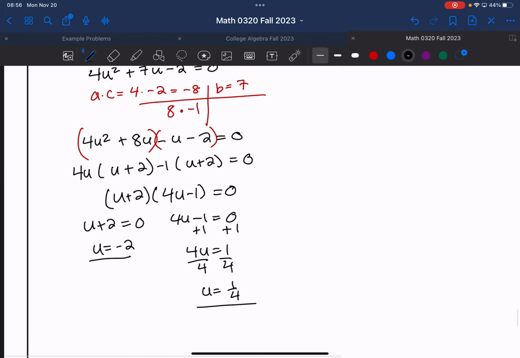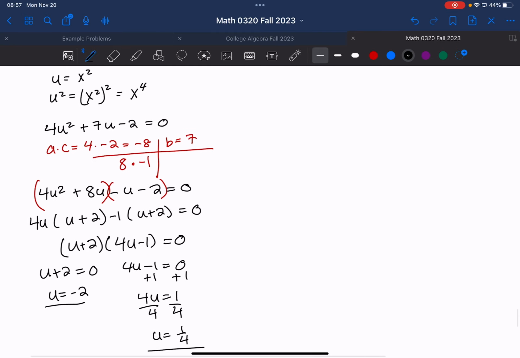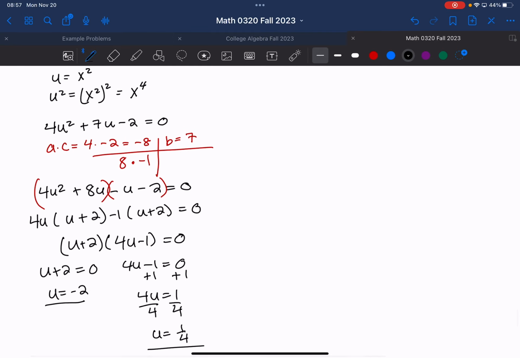What am I going to do with those u values? I'm going to set them equal to what? X squared, because u is equal to x squared. So I'm going to do x squared equals negative 2. And then I'm going to do x squared equals 1/4.